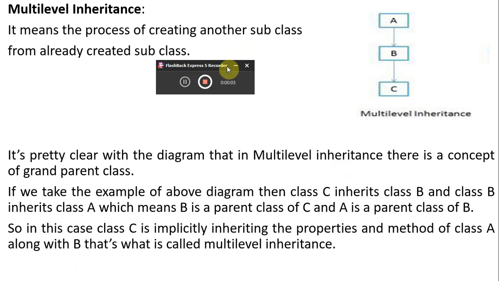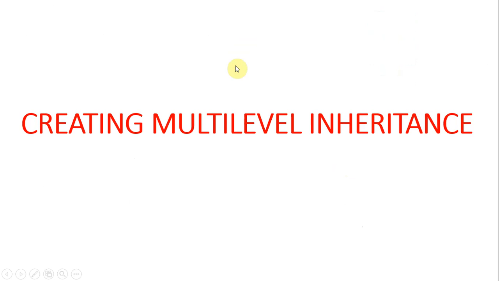Hi everyone. The next concept is creating multi-level inheritance. Before this video, we just completed inheritance: what is inheritance, and types of inheritance and all. So recall once again what is inheritance. Inheritance is nothing but the process of creating a new class from an existing class, or you can define it like this also: a class acquires the properties of another existing class is called inheritance.